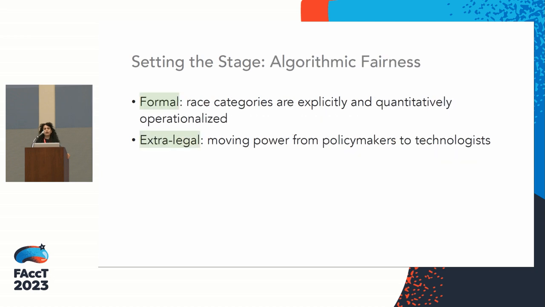Now we propose that algorithmic fairness is emerging as a new and important race-making institution with 2 particular characteristics. First, the formal nature of algorithmic fairness means that race categories have to be explicitly quantified and operationalized, which crystallizes racial categories in new ways. And also, algorithmic fairness largely is taking place outside of the legal system, but still has important policy impacts. Decisions that might have previously been in the hands of traditional policymakers or domain experts are moving toward technologists.